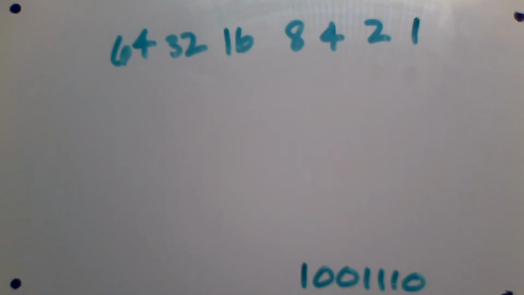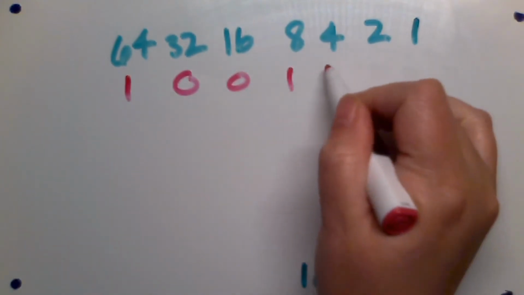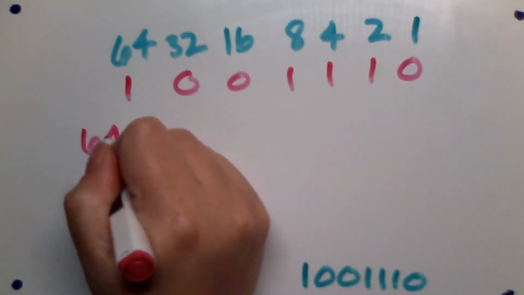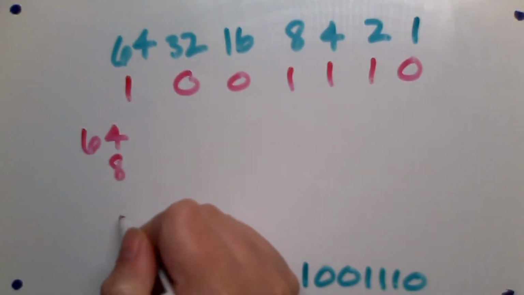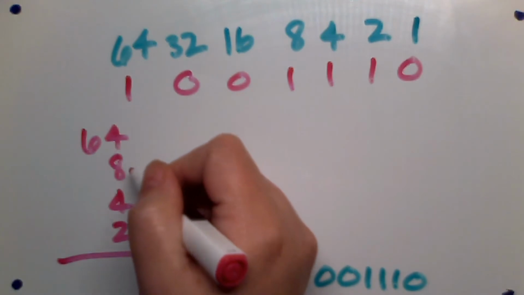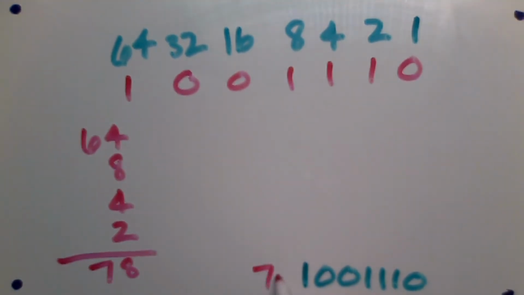So let's go ahead and write our numbers in. We have 1, 0, 0, 1, 1, 1, 0. Simply add any columns that have a 1 in it. So we would have 64, 8, 4, and a 2. We'll add those together and we get 12, 16, 18... we get 78. So 78 is how you would write this number in decimal.